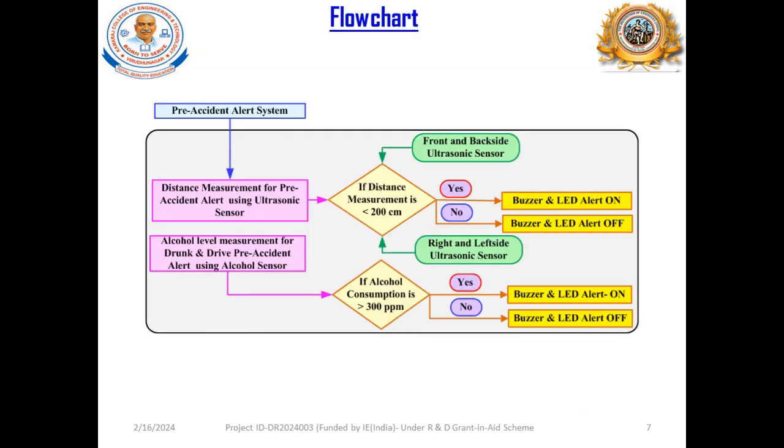This is the flow chart for the pre-accident alert system. Again, it consists of two measurements: distance-based measurement and alcohol level measurement. For the distance, we set the threshold value at 200 centimeters, that is 2 meters. The ultrasonic sensor covers a maximum of up to 4 meters, so we set the threshold value at 2 meters. Whenever a vehicle distance is below 200 centimeters, it creates the buzzer alert as well as the LED alert. For alcohol level consumption, we set 300 ppm as the threshold value. So when the driver's alcohol level is greater than 300 ppm, it creates the alert.